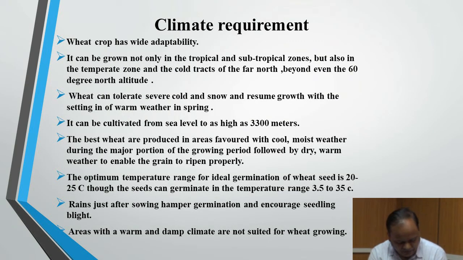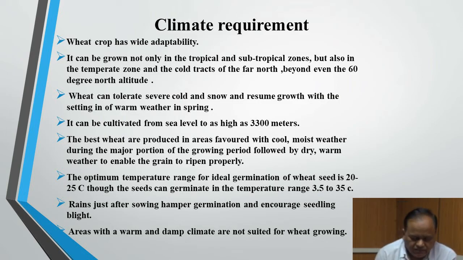Now the climatic requirement. The climatic requirement of the wheat is one of the most important factors. Actually, what is the temperature of a particular area? What is the duration of winter in a particular area? What is the rainfall of a particular area? What is the type of soil of the particular area? What are the irrigation possibilities? And these are the factors which actually determine the production of the wheat.